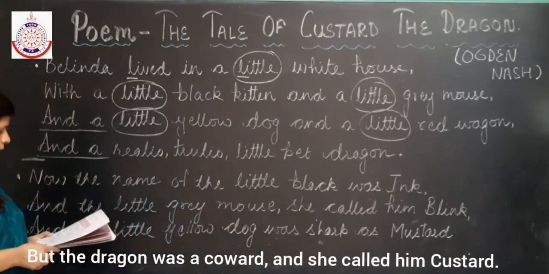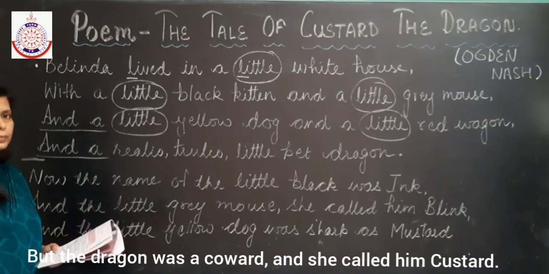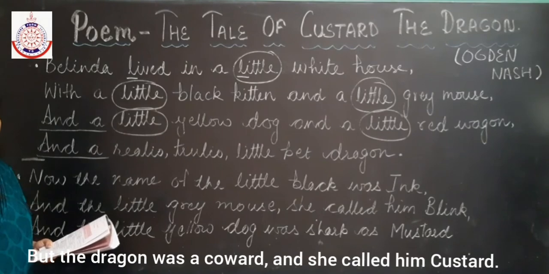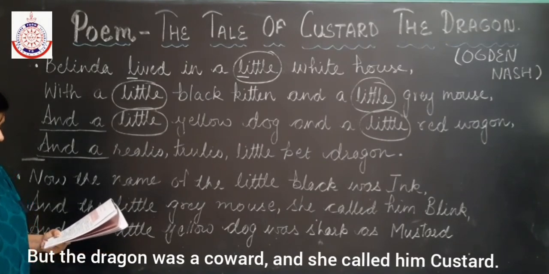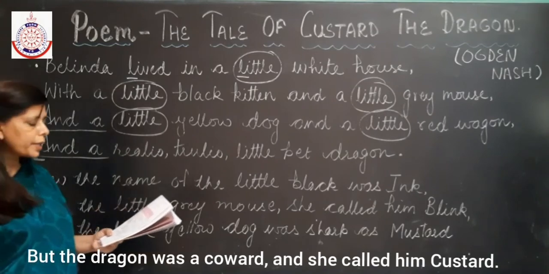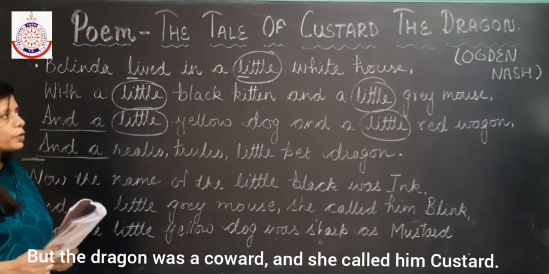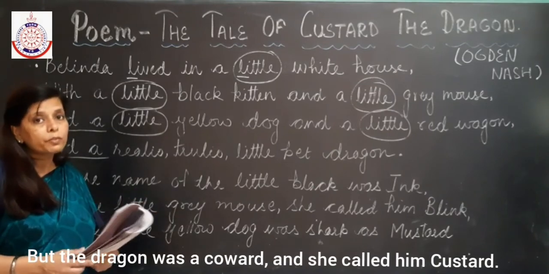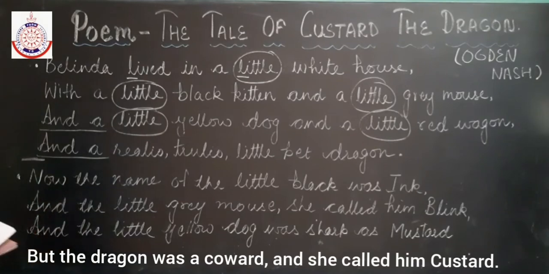And the fourth line, but the dragon was a coward. A coward is one who always gets scared, who gets scared easily. And she called him Custard. So that is why she gave him the name Custard, because the dragon was very cowardly. He was not bold, he was not brave. Now let us see the poetic devices which have been used here.